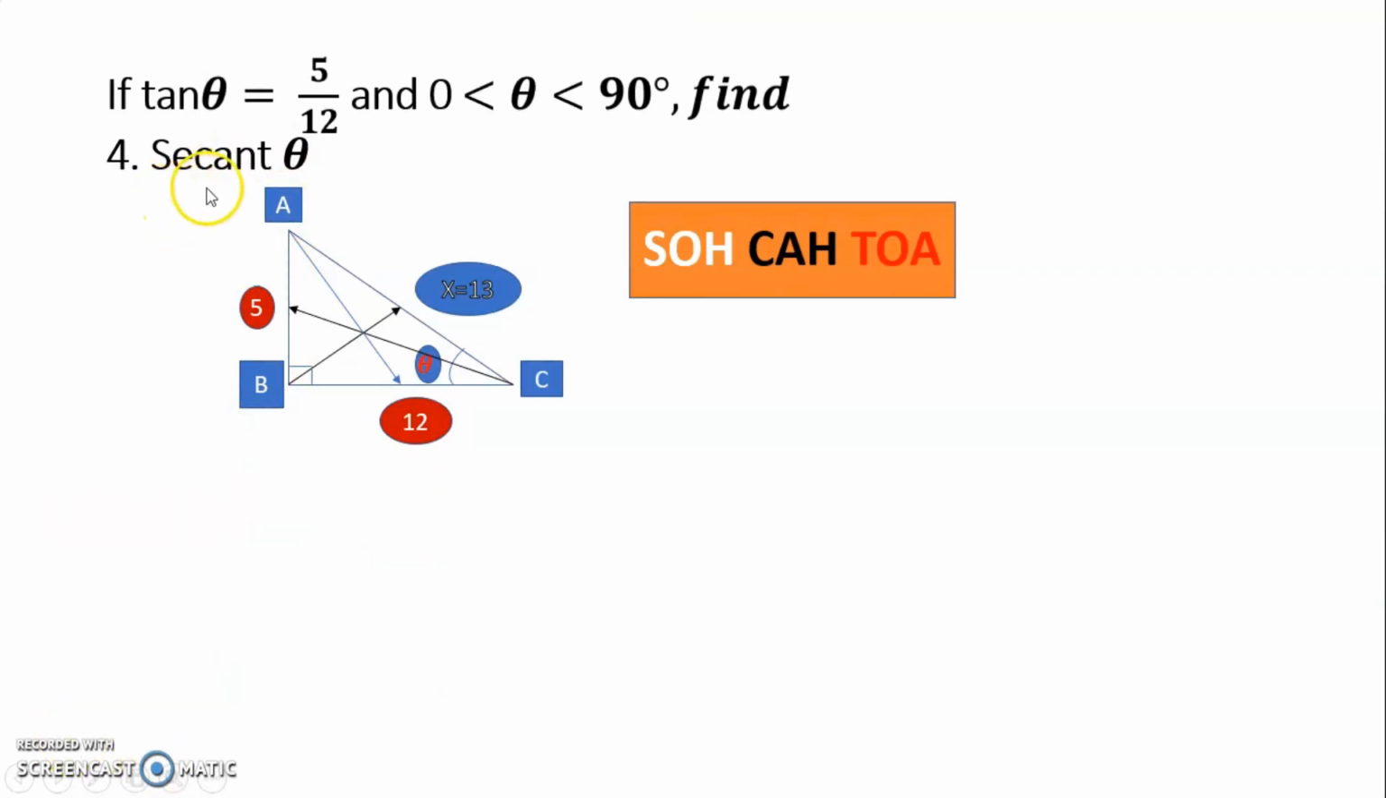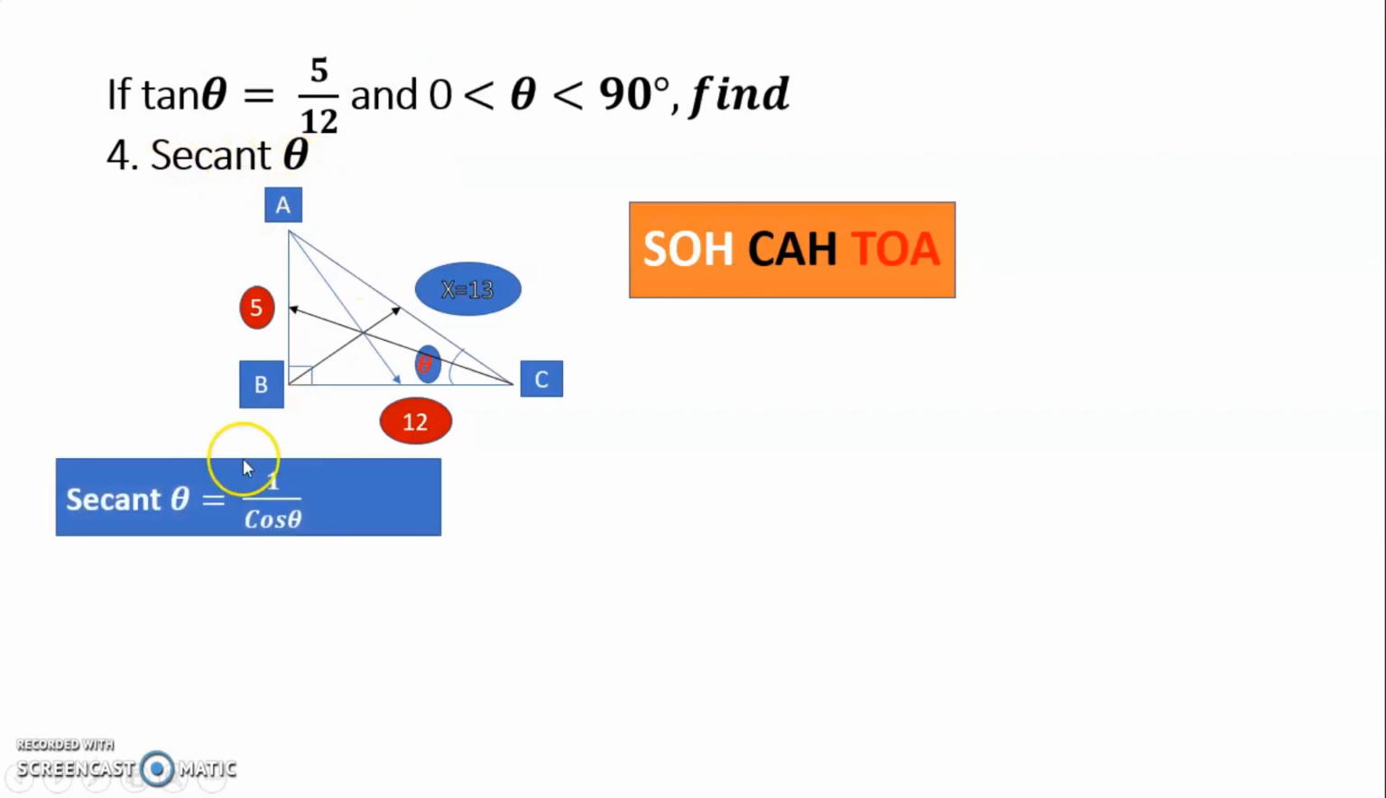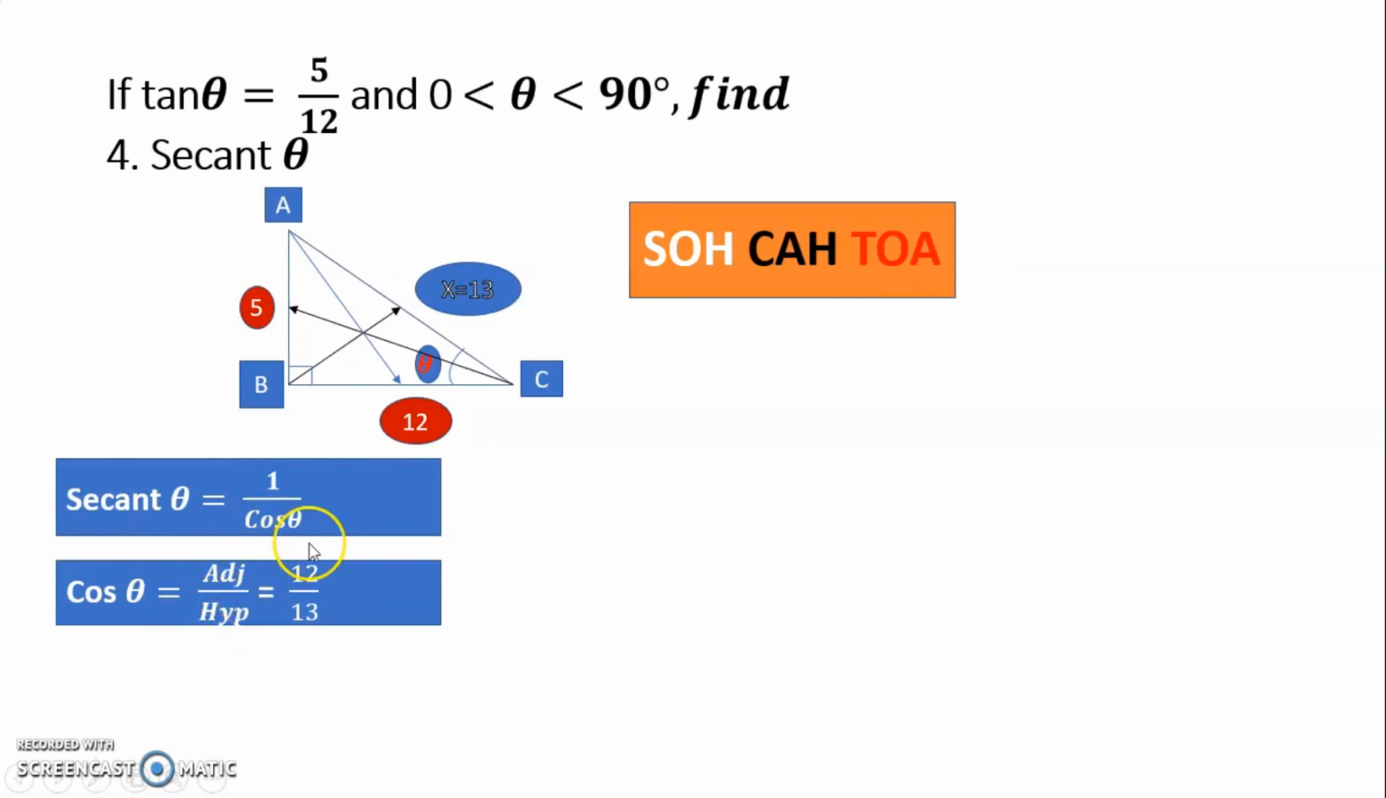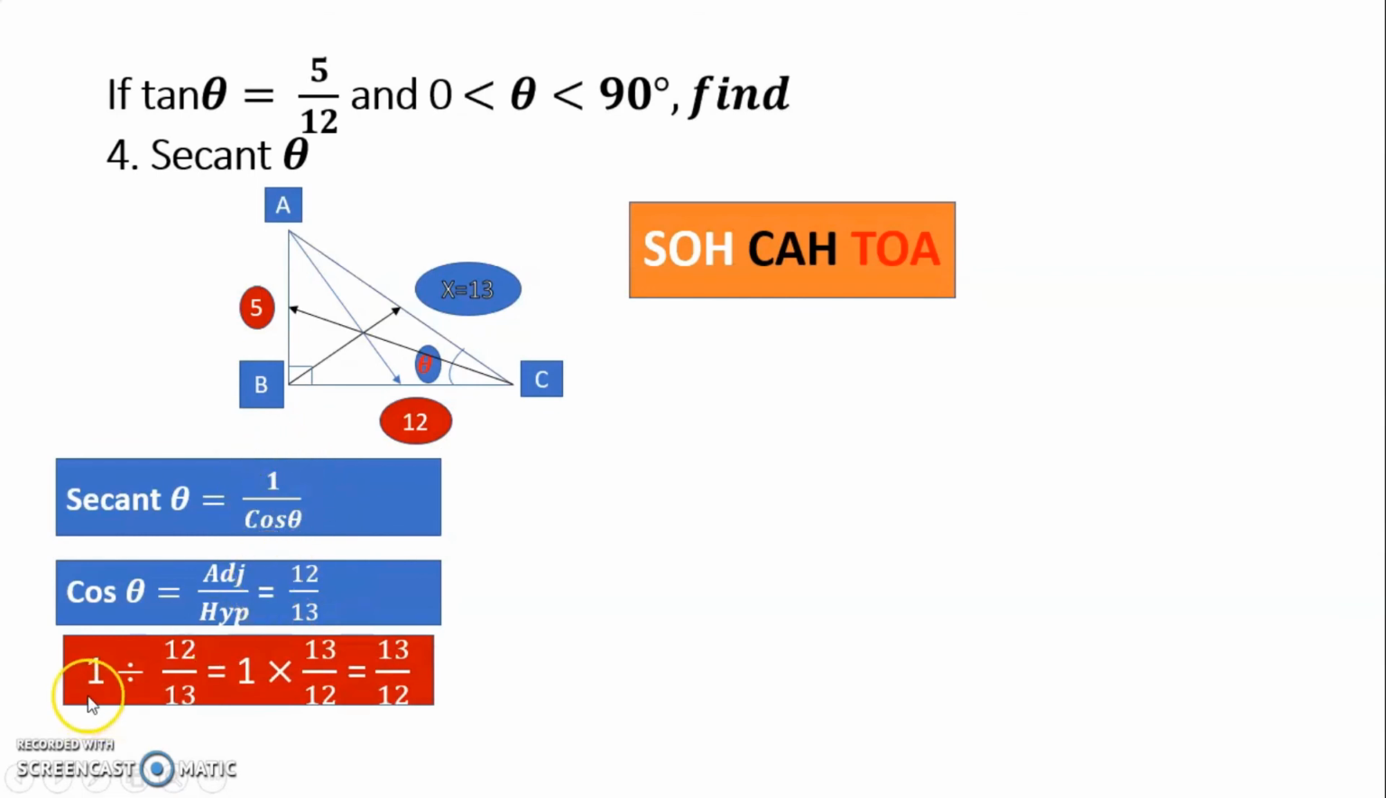The last example, we are asked to find secant theta. So what is secant theta? Secant theta is equal to 1 over cos theta. And we know that our cos theta is equal to adjacent over hypotenuse, which is 12 over 13. So substituting, we have 1 divided by 12 over 13. If I want to change this division sign to multiplication, I find the inverse, which is 13 over 12. So 13 over 12 times 1 is 13 over 12. So secant theta is equal to 13 over 12.